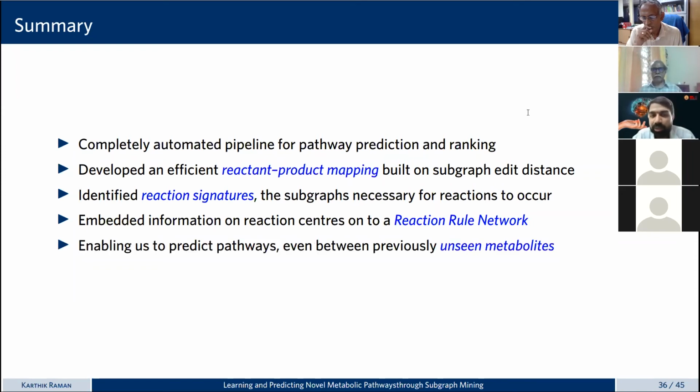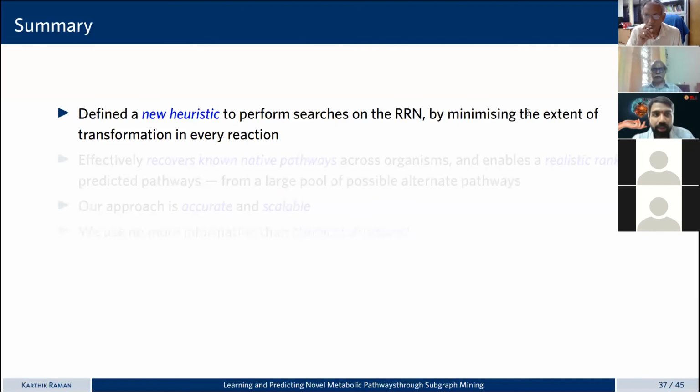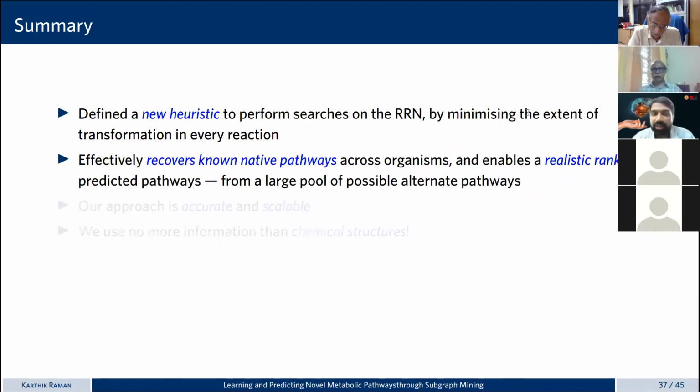pathfinding on this network, and we could actually identify paths between unseen metabolites because we are only looking for the chemical signatures. So we also defined a new heuristic to perform this search, which tries to recover known pathways across organisms and enables a fairly biologically realistic ranking of these pathways, especially when you have hundreds of pathways. There are many ways to convert between these molecules, especially in central carbon metabolism.